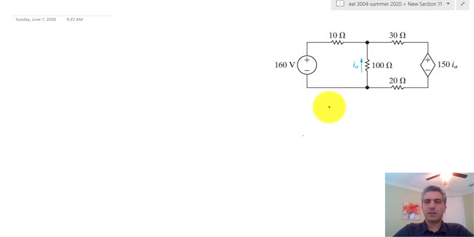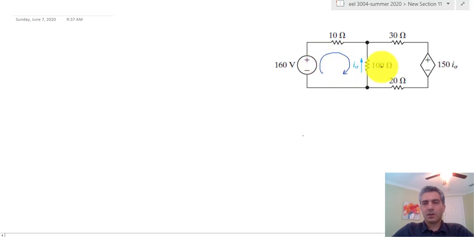Okay, for the last method, we're going to do mesh analysis, and as we discussed for this one, we're not going to identify nodes. Instead, we're going to identify loops, and there are two obvious loops here. So there's this loop, and there's this loop, and I'm going to intentionally pick the currents to be reverse of each other. Like I said, this is arbitrary, so I1 and I2.